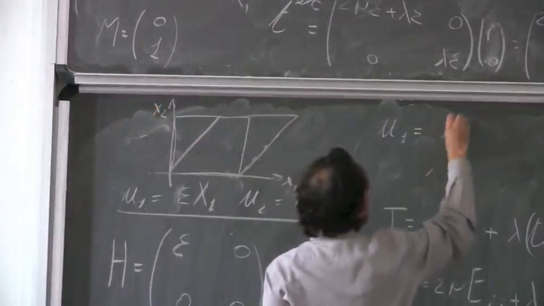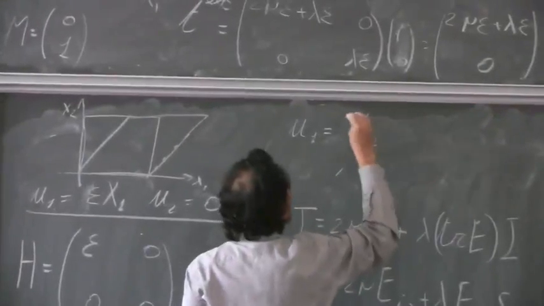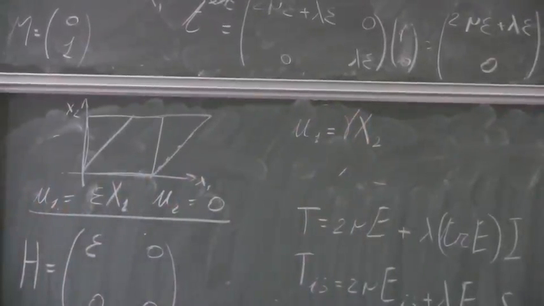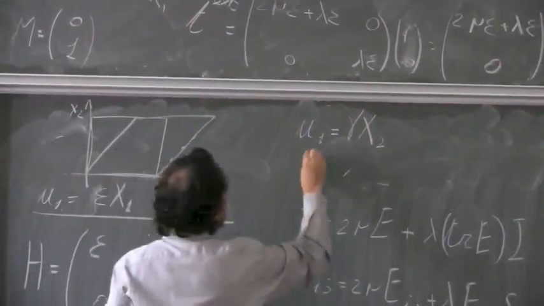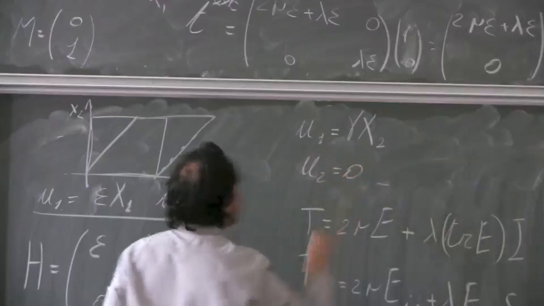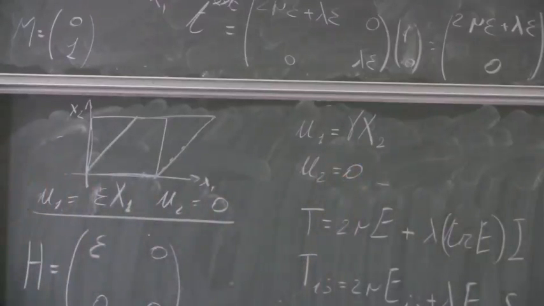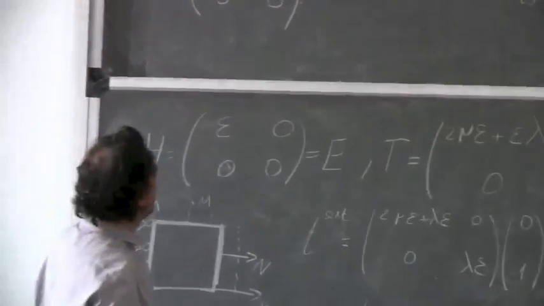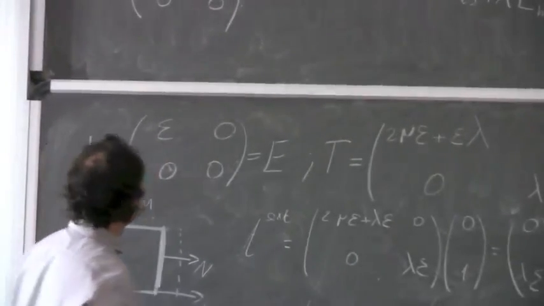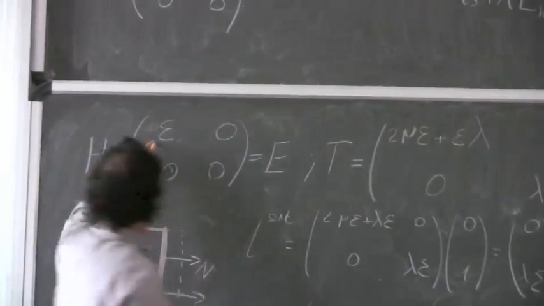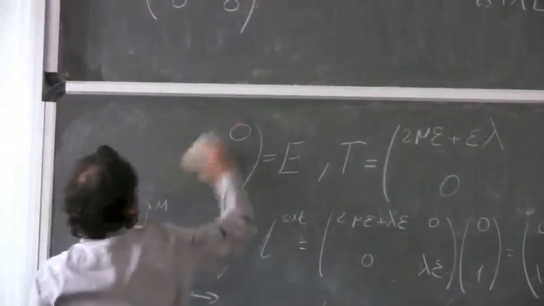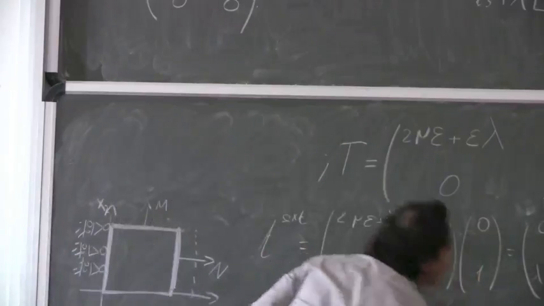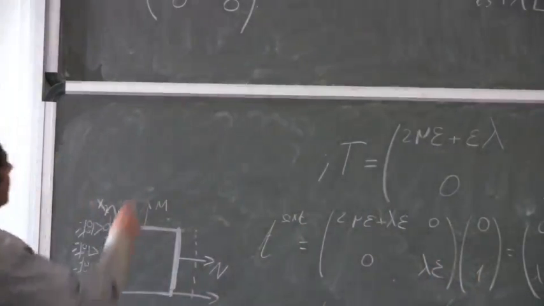So we can say this is x2 multiplied by gamma, and u2 is equal to 0. What is changed now? What is changed is that h is not anymore this, because h is the gradient of u.